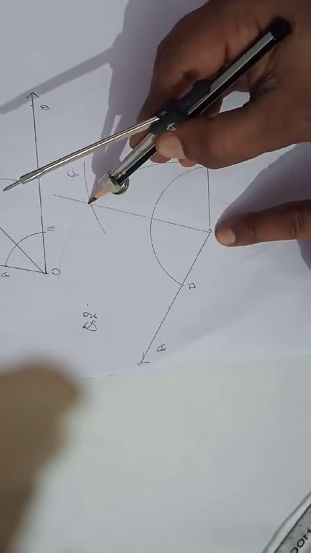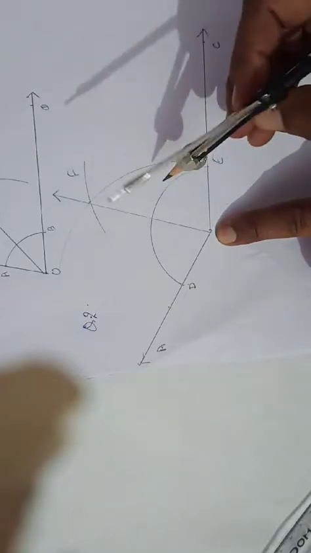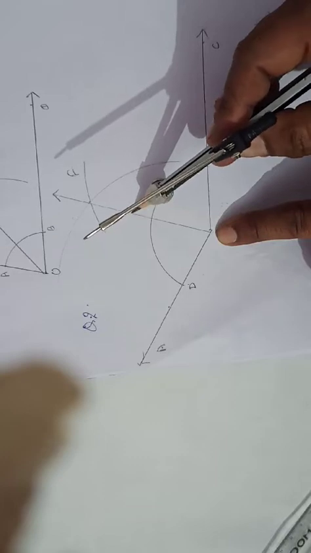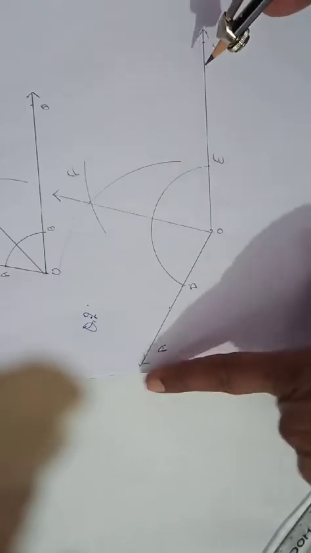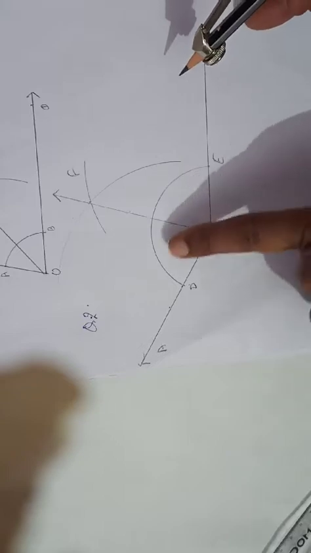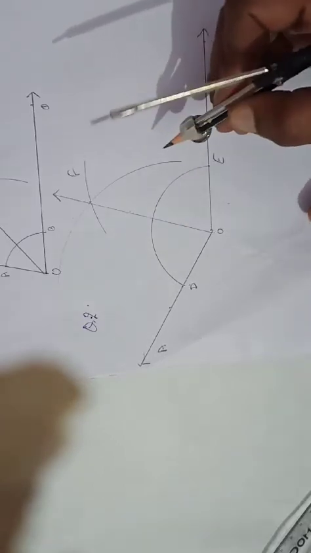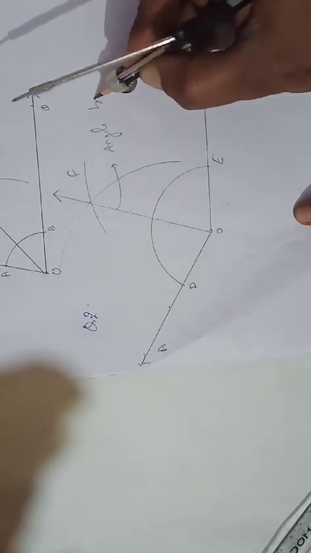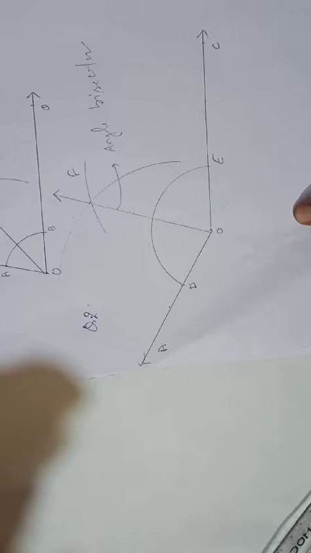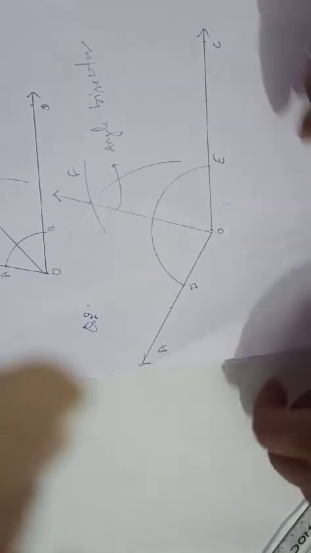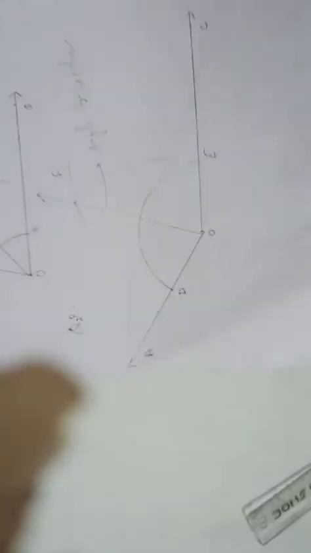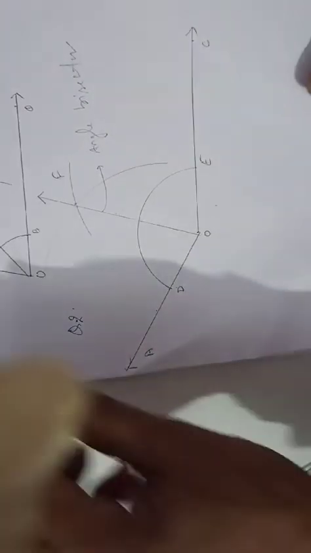This line OF is the ray which divides the angle AOC into two equal parts. Okay, this is again the angle bisector. A little bit of difference may be there, but that can be due to the disturbance in your compass or the scale. Okay, so let us see the next question.